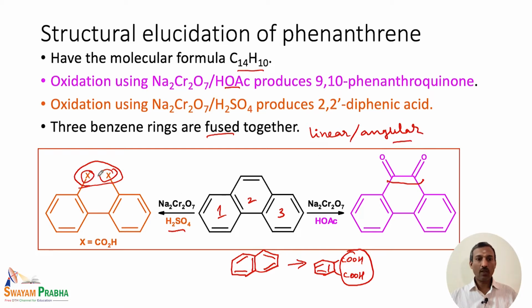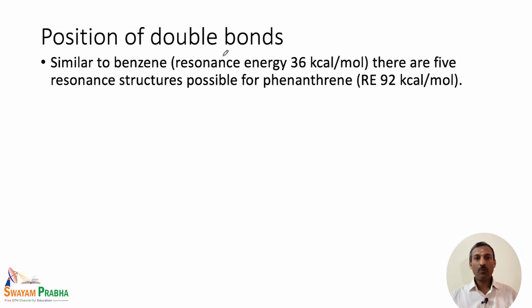We know there are 3 rings. One of the rings on oxidation gives a dicarboxylic acid. So 2 carboxylic acids are obtained from one aromatic ring, and we already have 2 other aromatic rings. So a total of 3 rings are accounted for in the C14H10 molecular formula. Now we have to find out the position of the double bonds, because from that we can deduce the actual structure.